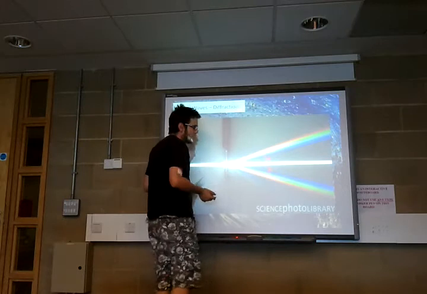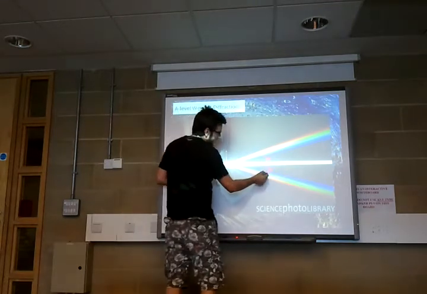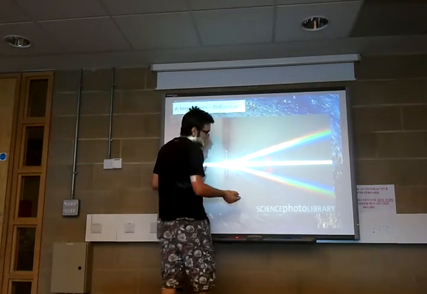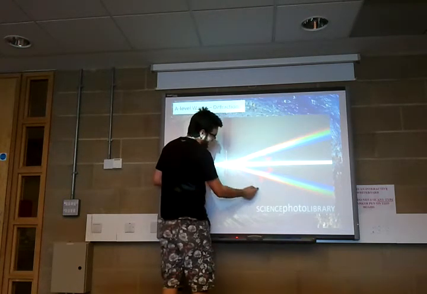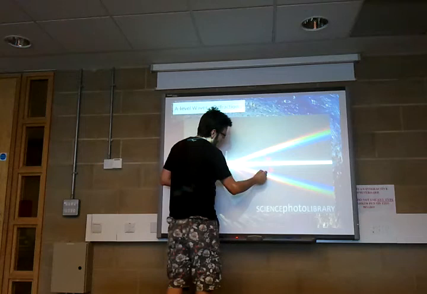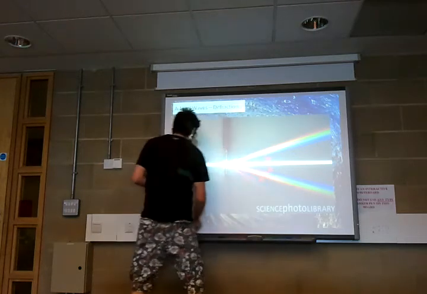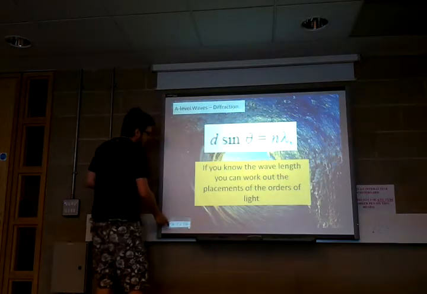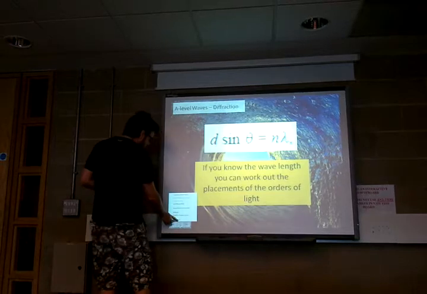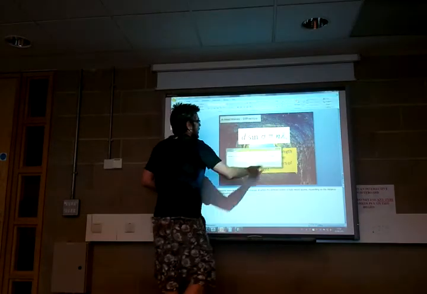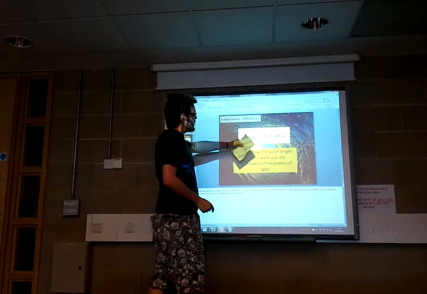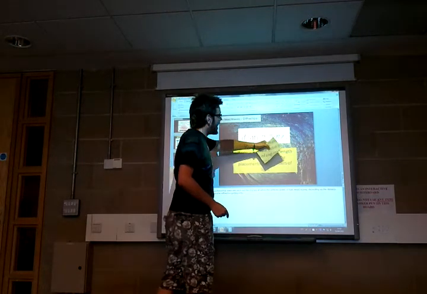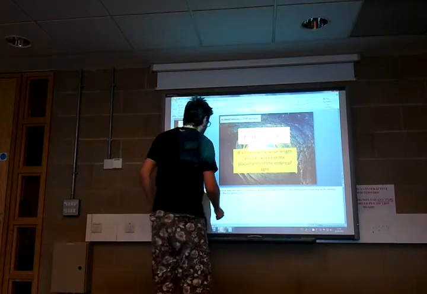So then all we're doing is working out the angles of where you would find your first order of light, this section here. And then you can also work out the angle for where you would find your second order of light as well. So we're actually going to have a go at working that out. The equation we've got here is d times the sine of the angle is equal to n times the wavelength.